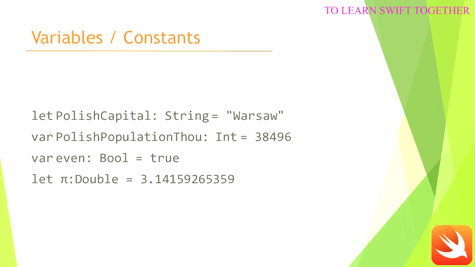In many cases, there is no need to specify the variable type. Based on the declared default value, Swift is usually able to correctly determine it on its own. This is called type inference. We can simplify our declarations as illustrated in the slide.